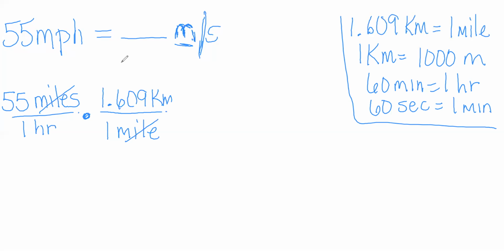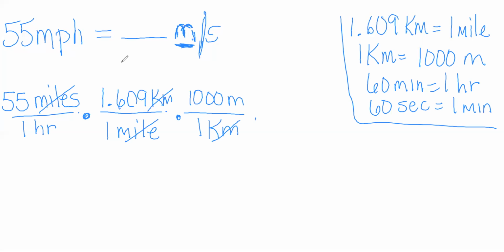All right, so we can eliminate miles. Next fraction. We don't want kilometers, we want meters. So we've got to get rid of the kilometers now. So we're going to put kilometer on the bottom so that they cancel out. And we said that 1 kilometer is equal to 1,000 meters. So now we've gotten to meters. We're good with our length, so we can stop with that.